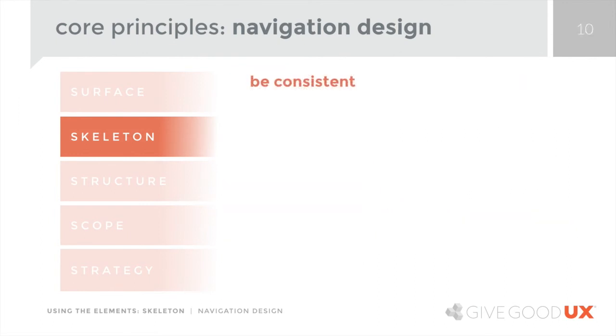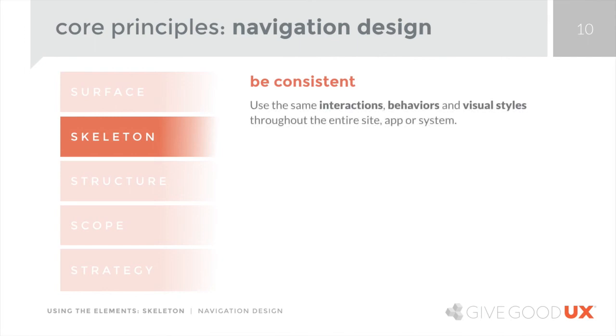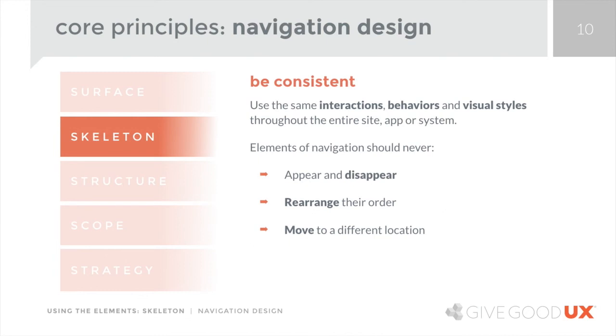Finally, good navigation design should always be consistent. And that means using the same interactions, behaviors, and visual styles throughout the site, throughout the app, throughout the system. Elements of navigation of any kind should never appear and disappear. They should never rearrange their order, and they should never move to a different location. Those are three absolutes. If you are doing any of those things in whatever you're building, your navigation is flawed and people will have a problem using your product.